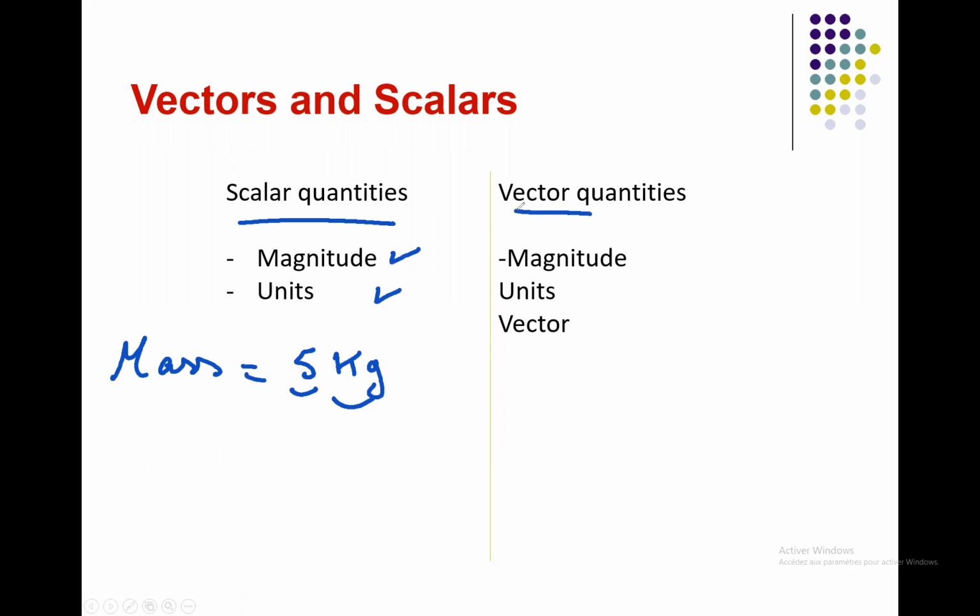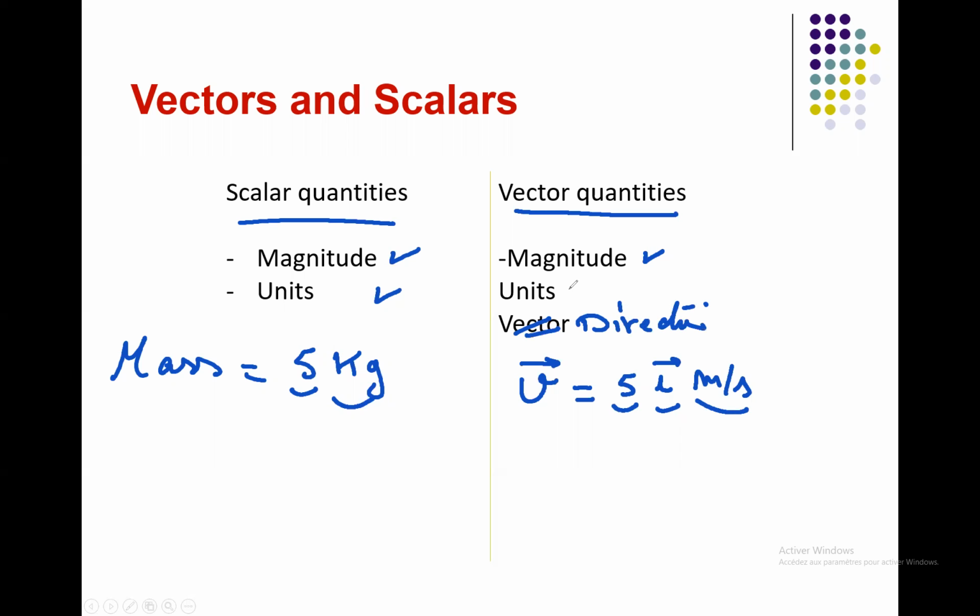But if I talk about the vector quantities, for example, if we have a velocity equal to 5 m/s, we have the magnitude, we have the direction, and we have the units. So to have the identity of any vector, we have to specify the magnitude, the units, and the direction.